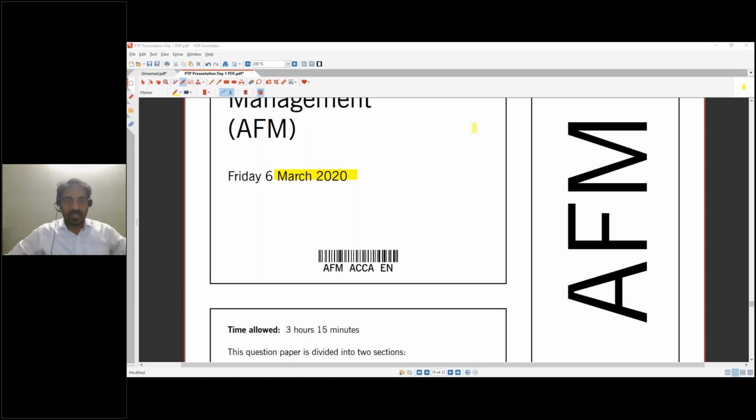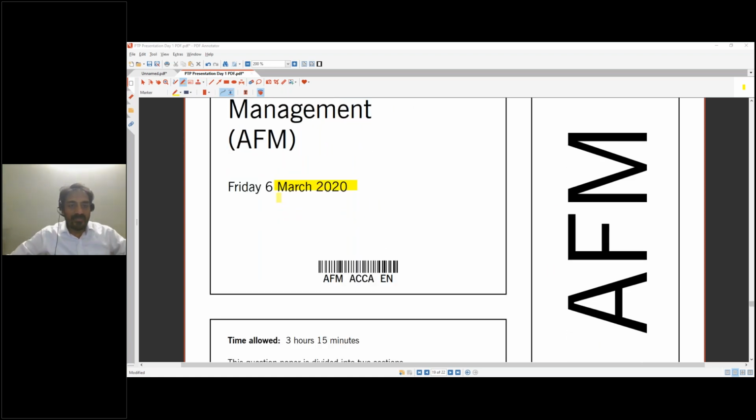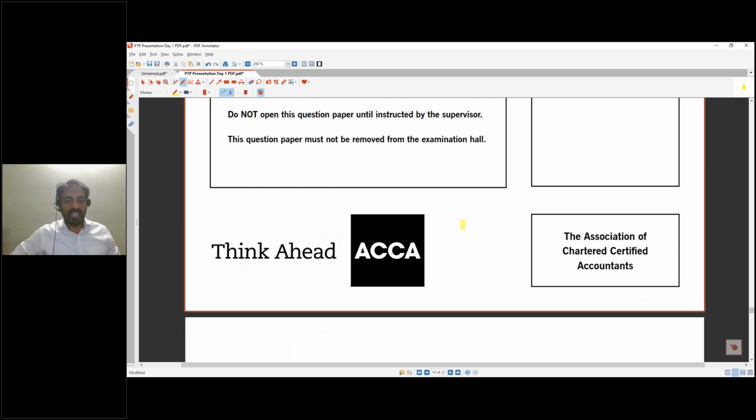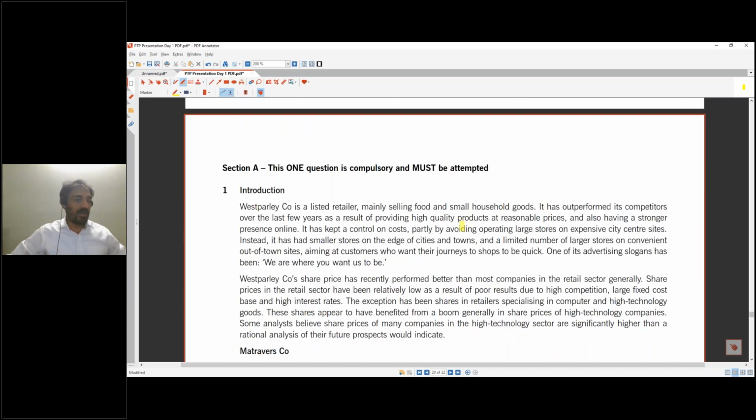Okay, class. This is the question of the March 20 examination, and it is about West Parlay. This question is about the topic of acquisition, merger, and a little bit about reorganization.